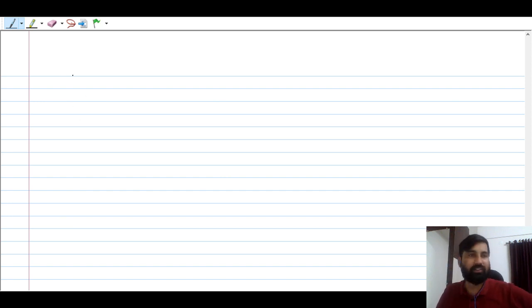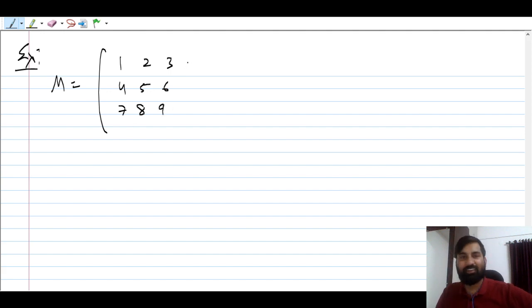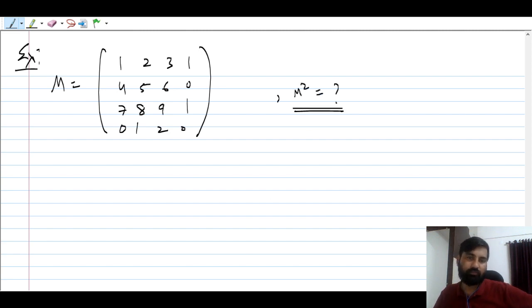So suppose we have got a matrix M. This is a matrix. I'm just going to take 1 2 3 4 5 6 7 8 9, 1 0 1, and 0 1 2 0. A very beautiful matrix we have got. What they are asking is, can you find M square? What is going to be M square?